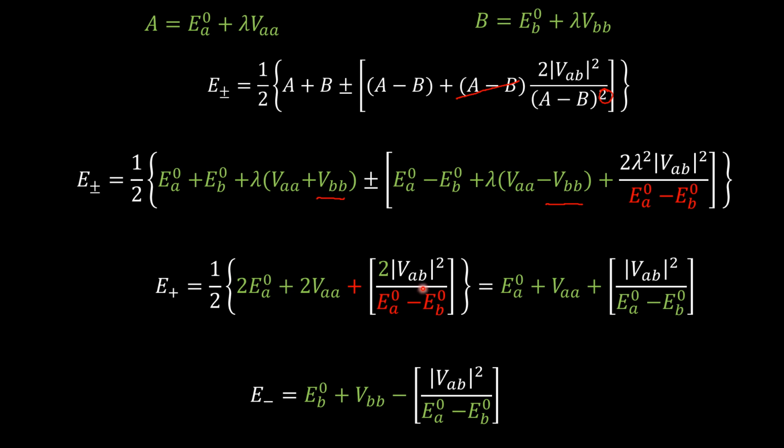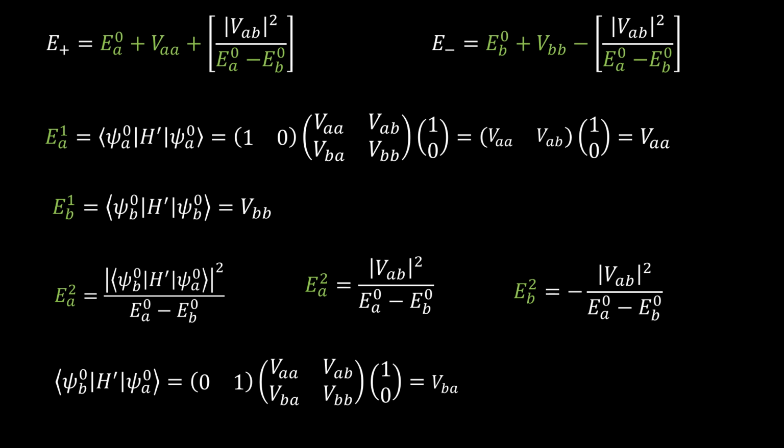2 modulus VAB squared divided by EA0 minus EP0, which is equal to, here you have a half. So this will get cancelled with the 2. So this can be written as EA0 plus VAA plus modulus VAB whole squared divided by EA0 minus EB0. Similarly, you can get E sub minus is equal to, instead of A, you will get B. EB0, you adopt the same technique, plus VBB minus modulus VAB squared divided by E sub A0 minus E sub B0.